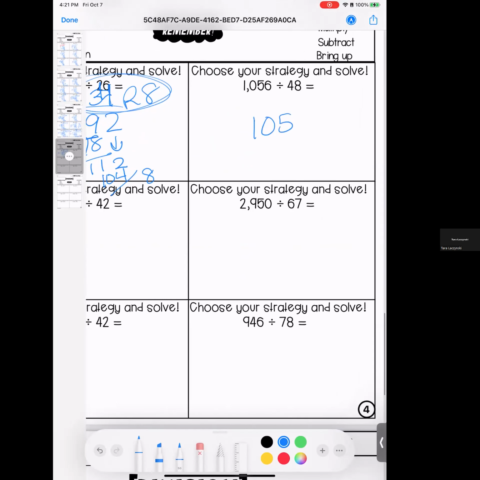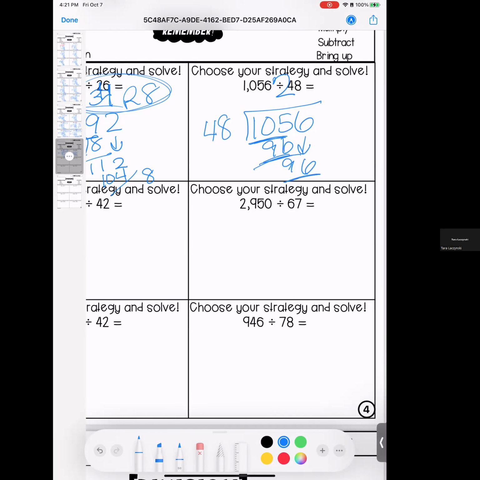We have 1,056 divided by 48. Be careful of that 0 inside. Now, the closest that we can get going into 105 is going to be 2, right? 48 doesn't go into 1. It doesn't go into 10, but it does go into 105. 48 goes in 2 times. 48 times 2 is 96. When I subtract 96 from 105, I get 9. I bring down my 6.